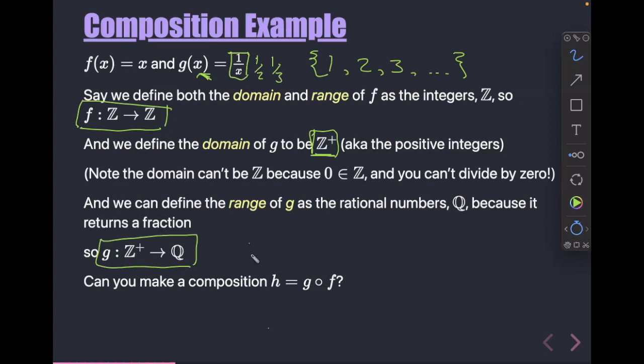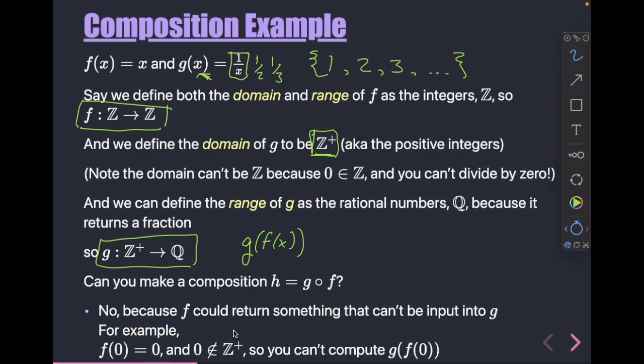So the question is, can I make a composition H where I'm inputting f into G? So I'm saying G of f of x. The answer is no, because f could return something that can't be input into G. Say I am inputting 0 into f, which I'm allowed to do because f takes numbers from the integers. So if I'm taking f of 0, that's going to give me 0 because f of x equals x. So f of 0 equals 0.